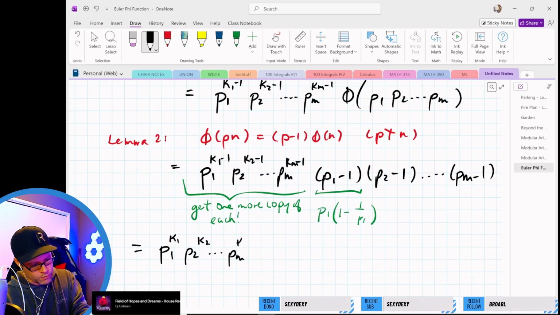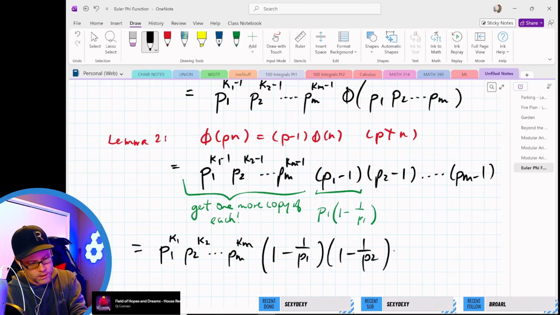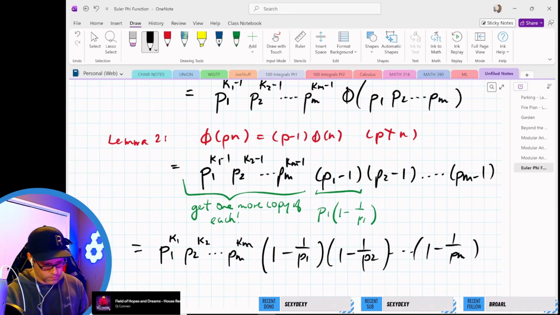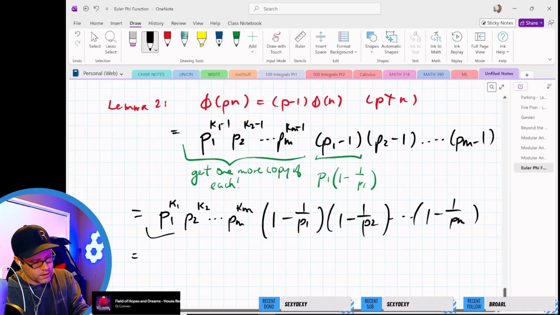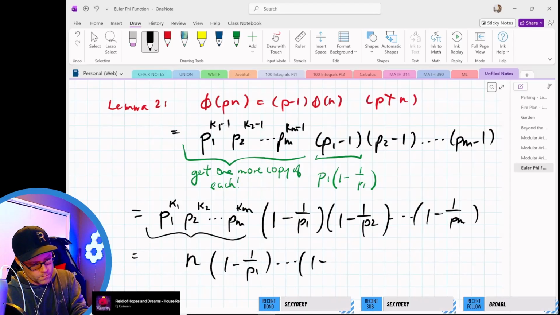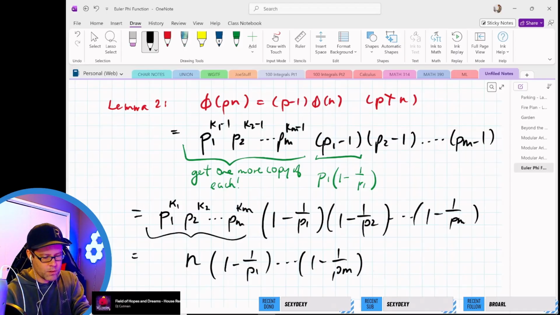So let's go ahead and recapture all of those missing factors that we need. By factoring out, we get 1 minus 1 over p1, 1 minus 1 over p2, etc., 1 minus 1 over pm. And then we notice that this here is really just n. And there you go. So that's how we prove that one.